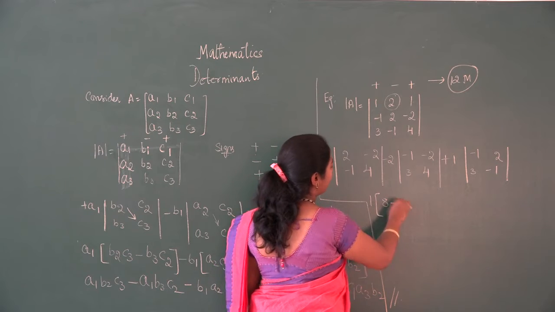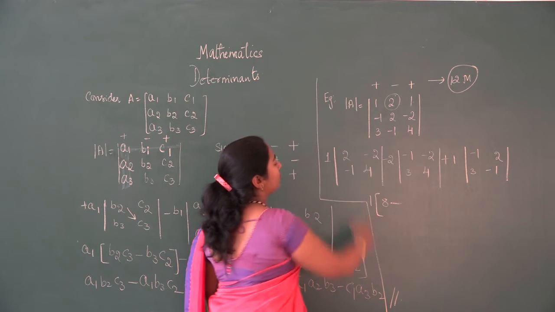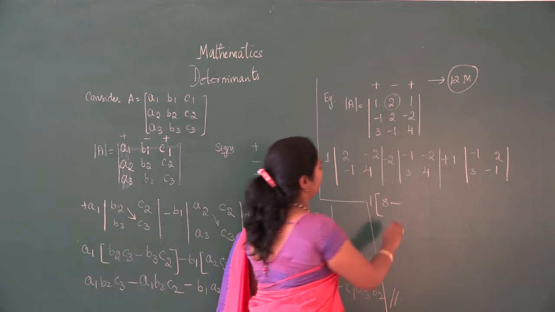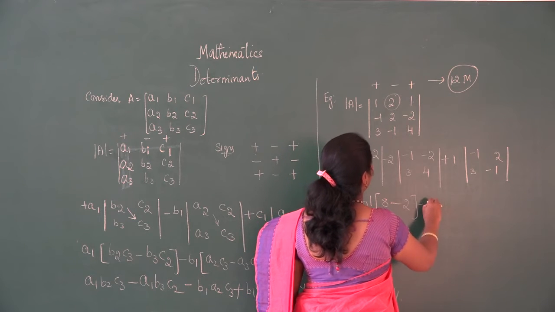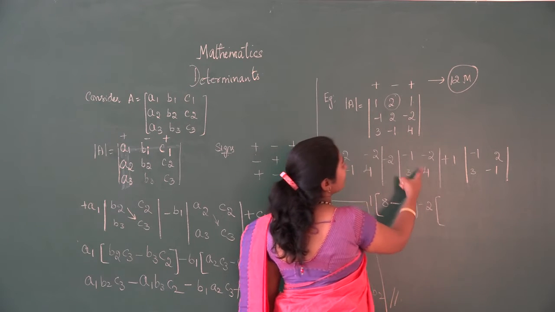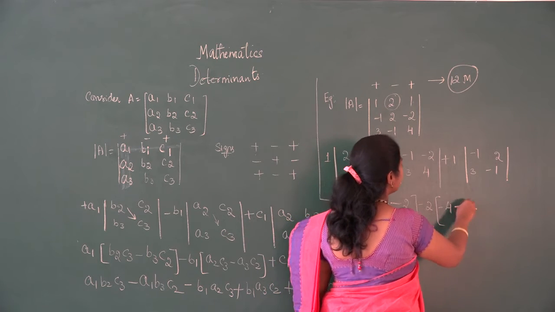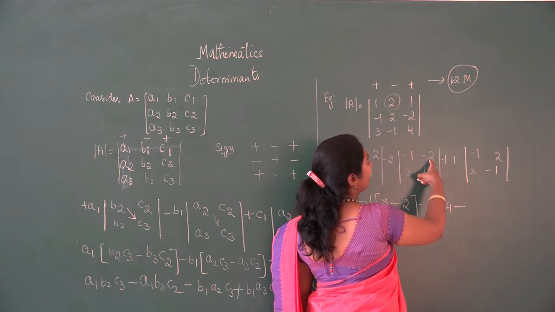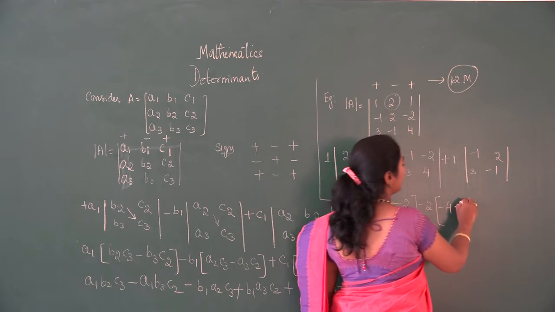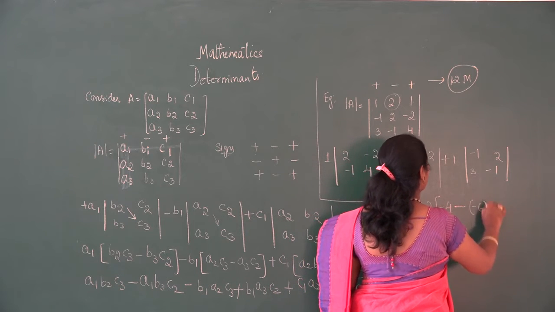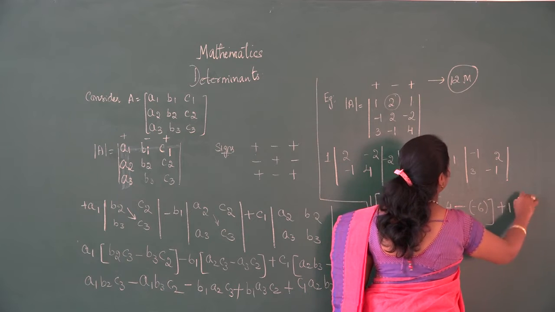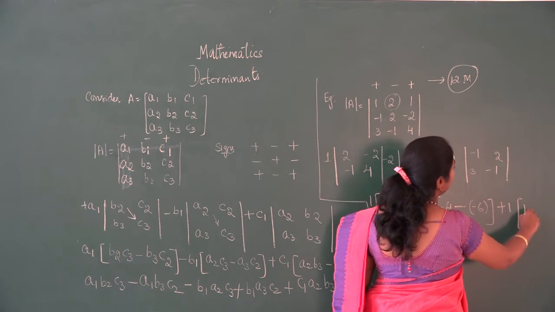It is given with a minus sign. Minus 1 into minus 2 will be plus 2. That is plus 2. Minus 2 into minus 1 is plus 2, into 4, minus 4. It is given with a negative sign. 3 into minus 2 will be minus 6. Minus into minus will be plus 6. Plus 1 into minus 1 into minus 1, plus 1.